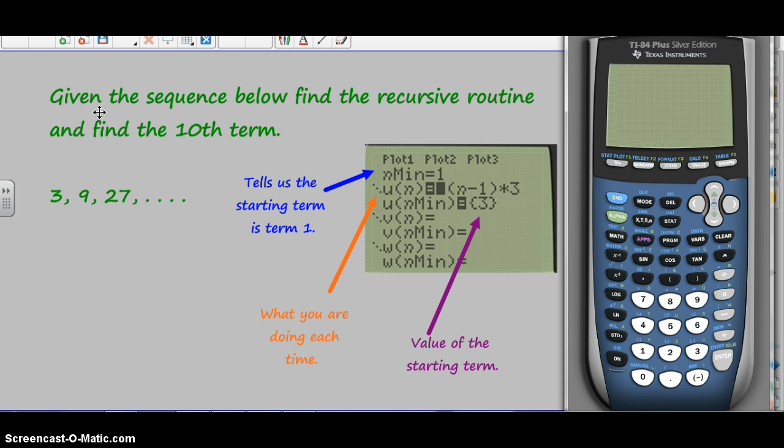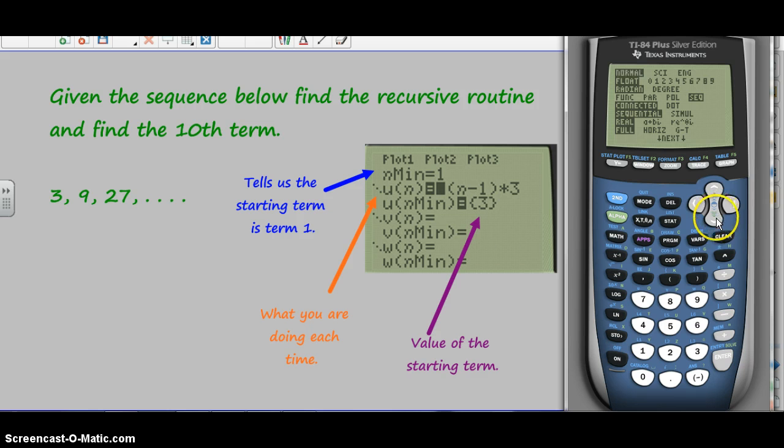Given the sequence below, find the recursive routine and find the 10th term. To begin, you'll want to recognize that each time we are multiplying by 3. That will make this a geometric sequence. Okay? When we go to the calculator, you'll need to make sure that you change your mode.